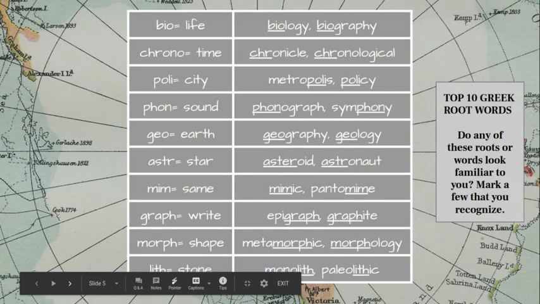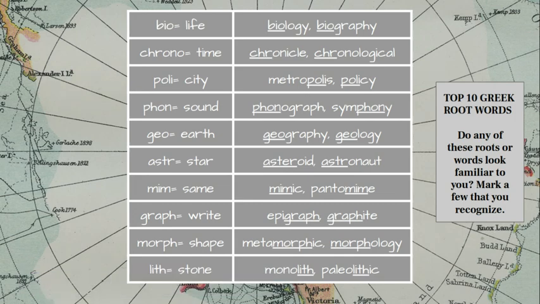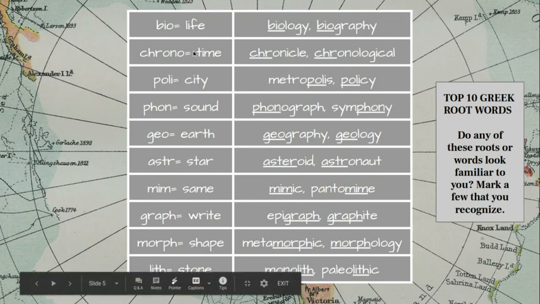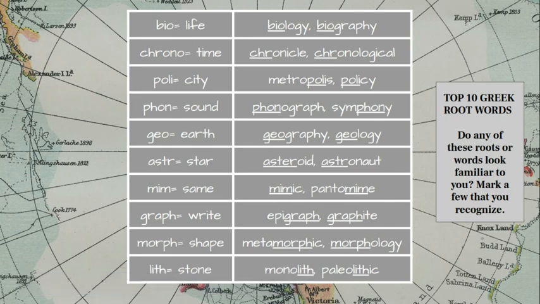Let's take a look at some more popular Greek roots that you might have seen before. As I'm reading these, I want you to think, have you ever heard a word with one of these Greek roots in it? The first one is bio, meaning life. An example would be the word biology or biography. The next one is chrono, meaning time. An example, chronological or chronicle.